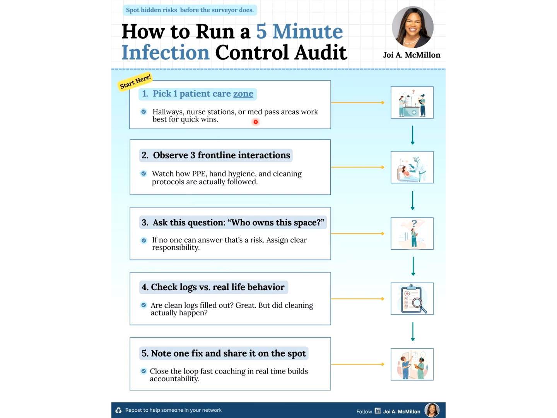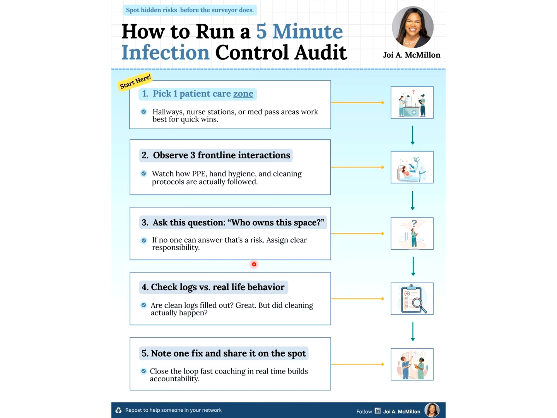Pick one patient care zone. Hallways, nursing station, or med pass areas work best for quick wins. And observe 3 frontline interactions. Watch how PPE, hand hygiene, and cleaning protocols are actually followed. Okay, and ask this question: who owns this space? If no one can answer this, that's a risk.